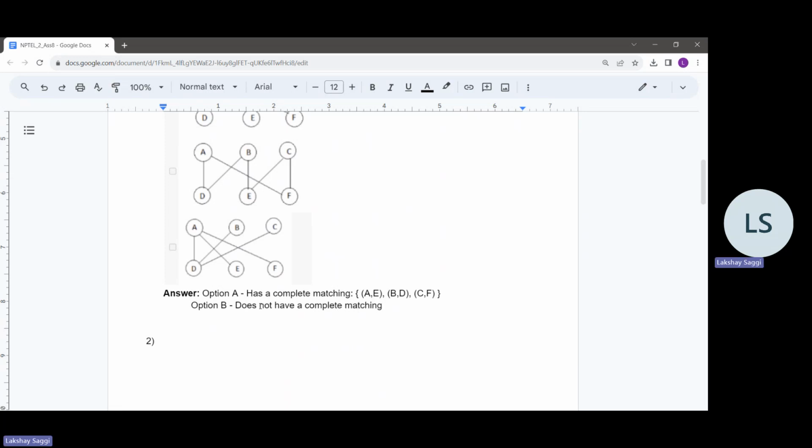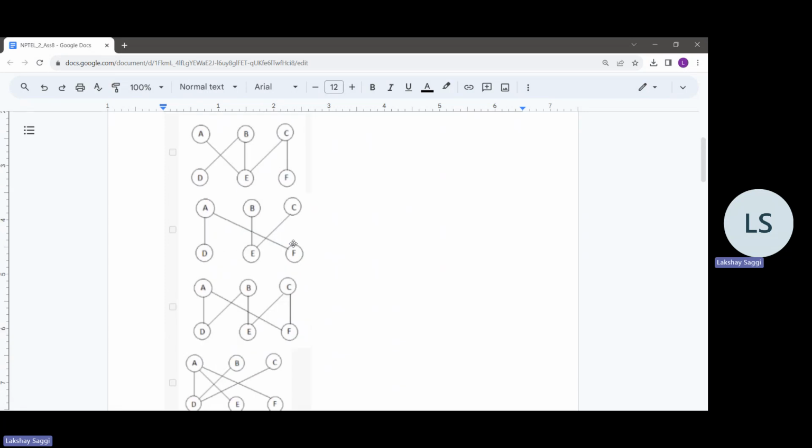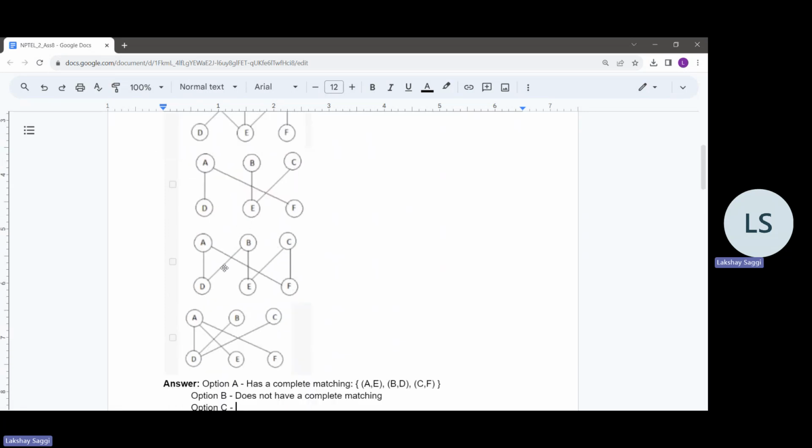So I'll just come back. I'll write the reasoning for this also, but I want to come back to this later, after I've covered all the options, because I want to discuss Hall's theorem at the end of this question discussion. So let's just see option C now.